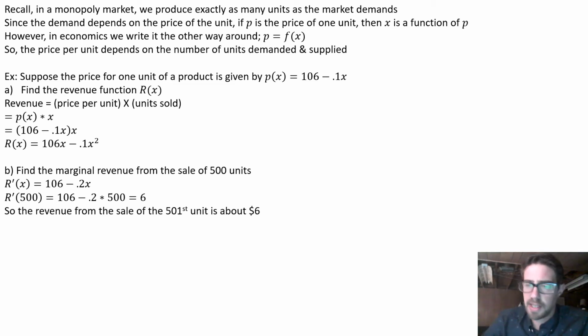So it's not exactly right, but since it's increasing at a rate of 6 there, we just say that the revenue from the sale of the 501st unit is going to be about $6. To figure out exactly what that is, you don't need a derivative. You just do R of 501 minus R of 500. So you just take the total revenue from selling 501 and you subtract the total revenue from selling 500, and that gives you the exact revenue of the sale of the 501st unit. This is just a quick way of approximating it based on the rate of change right there.